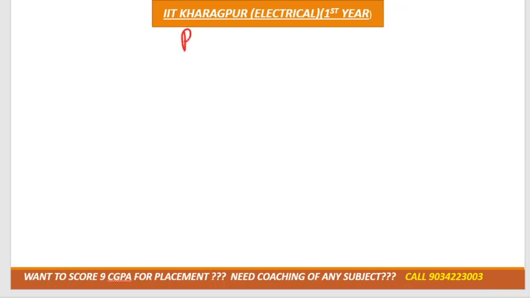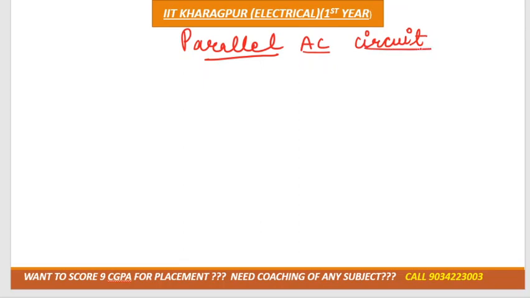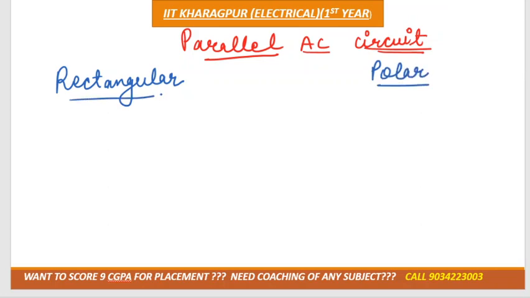Next, we'll study the parallel AC circuit. In this, you need your calculator. Now, we'll basically have two forms. One is the rectangular form, and the other is the polar form.